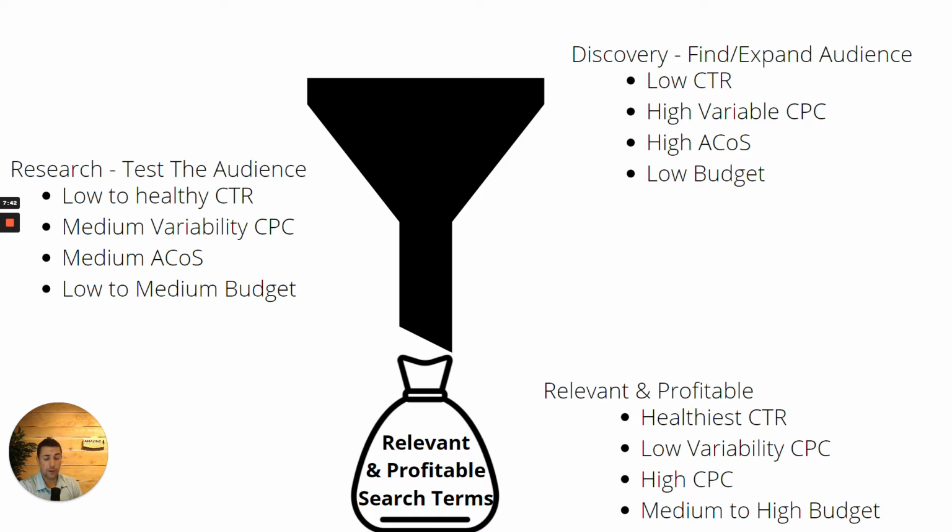So it has a lower variability in cost per click. So it's the range, right? Discovery, research, and then the exact campaigns, which are the relevant and profitable. Your range is lower usually. However, it tends to be a higher cost per click because it's an exact match. And then it tends to be a medium to high budget is what we'll do for those.